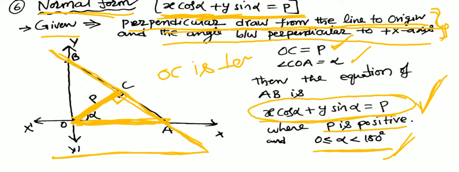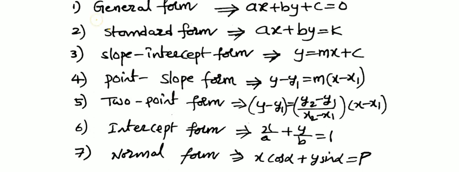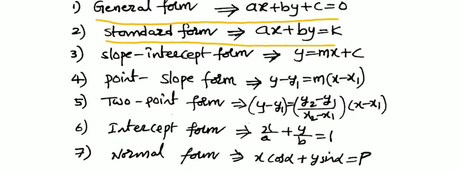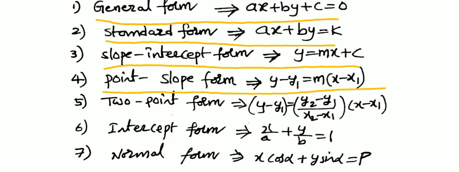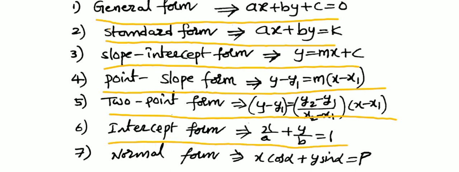These are the different forms we have studied today. Let's recall all the things. First, general form: Ax plus By plus C is equal to 0. Standard form: Ax plus By is equal to constant. Slope-intercept form: y is equal to mx plus c. Point-slope form or slope-point form: y minus y1 is equal to m into x minus x1. Two-point form: y minus y1 is equal to y2 minus y1 by x2 minus x1 into x minus x1. Intercept form: x by a plus y by b is equal to 1. Normal form: x cos alpha plus y sin alpha is equal to p.